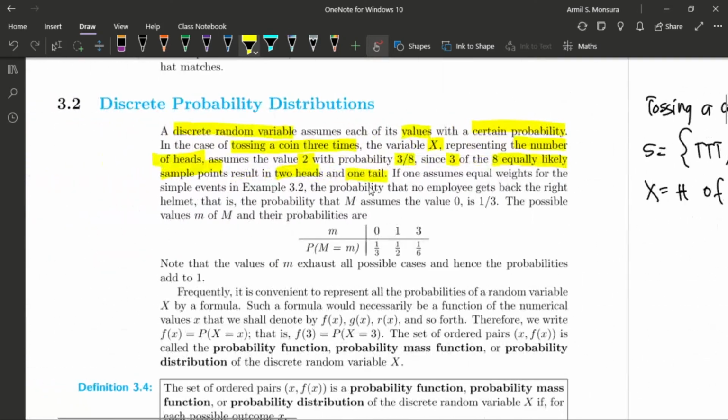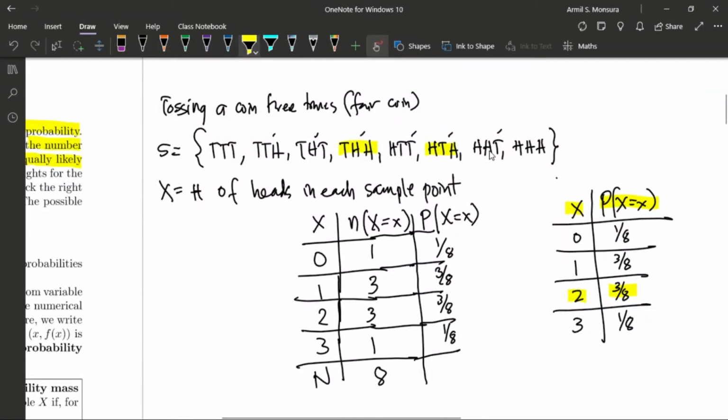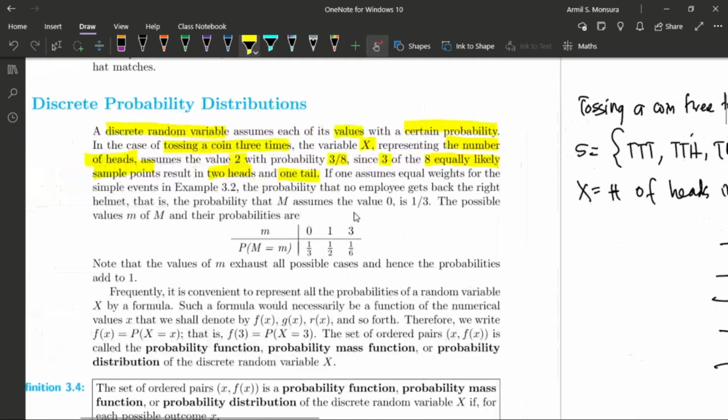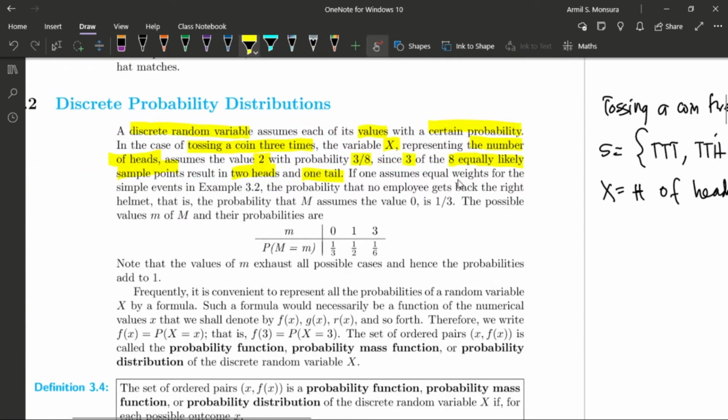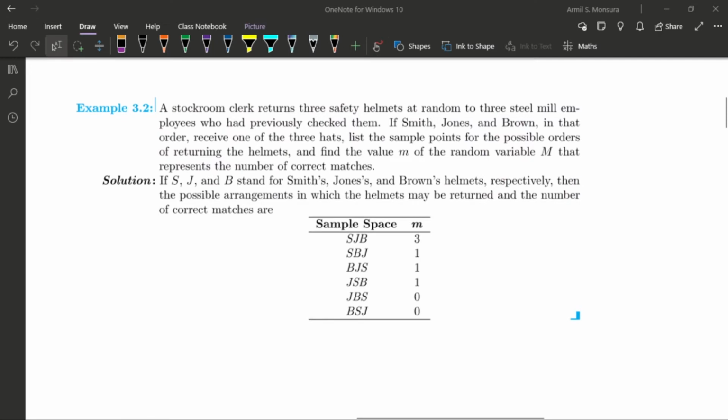Since 3 of the 8 equally likely sample points result in 2 heads and 1 tail. So kung titingnan nyo sa sample points, 1, 2, and 3. So there are 3 possible outcomes that would result in 2 heads when you toss a coin 3 times. So ito yung sinasabi ng example. If one assumes equal weights for the simple events in example 3.2. So this is example 3.2, binalik lang natin.